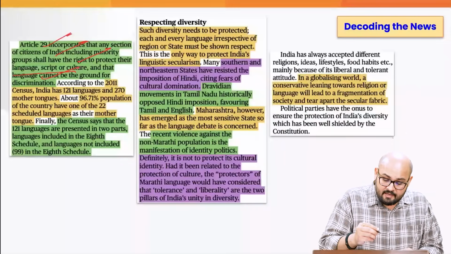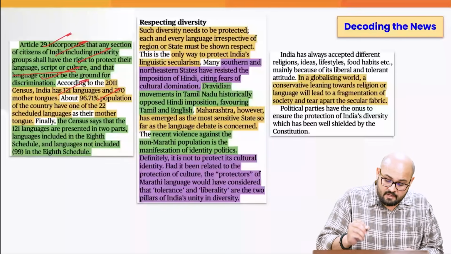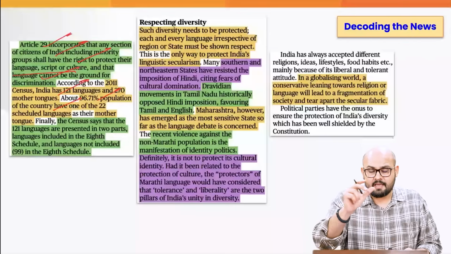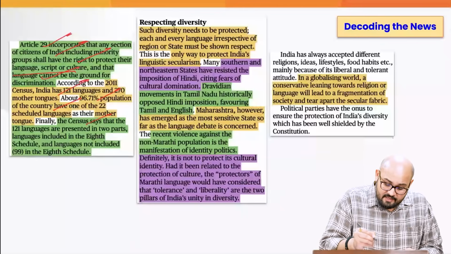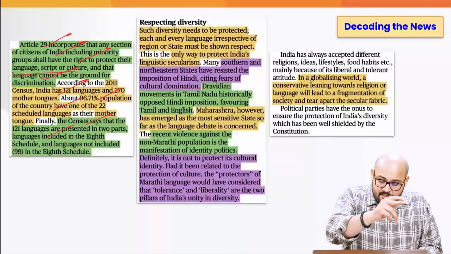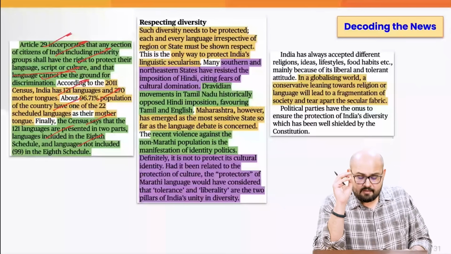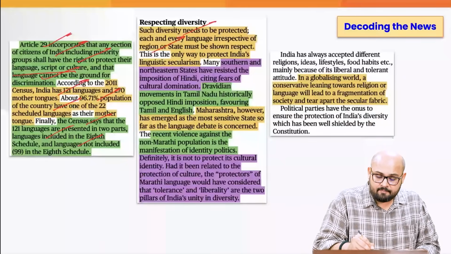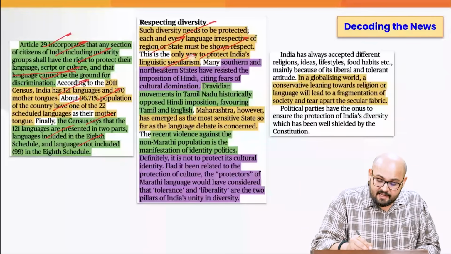Also, according to Census 2011, India has 121 languages and 270 mother tongues. About 96% of the population of the country has one or the other of the 22 languages which are mentioned in the 8th schedule, and they use this as a mother tongue. Finally, the census says that the 121 languages are presented in two parts: languages included in the 8th schedule and the languages not included in the 8th schedule, which are 99 in number. Respecting diversity is the most important thing. Such diversity needs to be protected, and each and every language, irrespective of the region or state, must be shown respect, right? This is the only way to protect India's linguistic secularism.